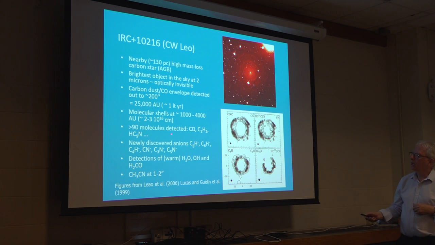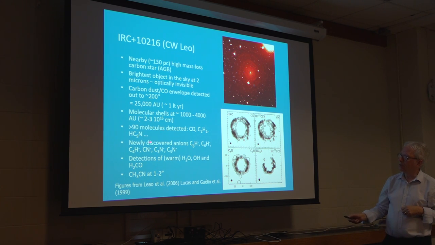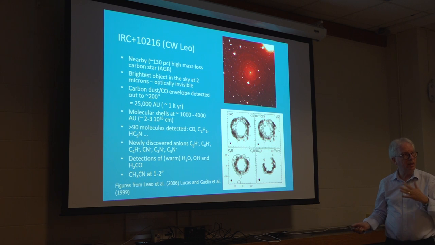in these objects. And as I say, there's somewhere between 90 to 100 molecules been detected in this object. I think probably a quarter of all the interstellar molecules have been detected first in this object, rather than other regions of the interstellar medium. And these carbon chains are very ubiquitous in these, and they include the detection of anions in the last decade. So these are carbon chains with electrons attached.